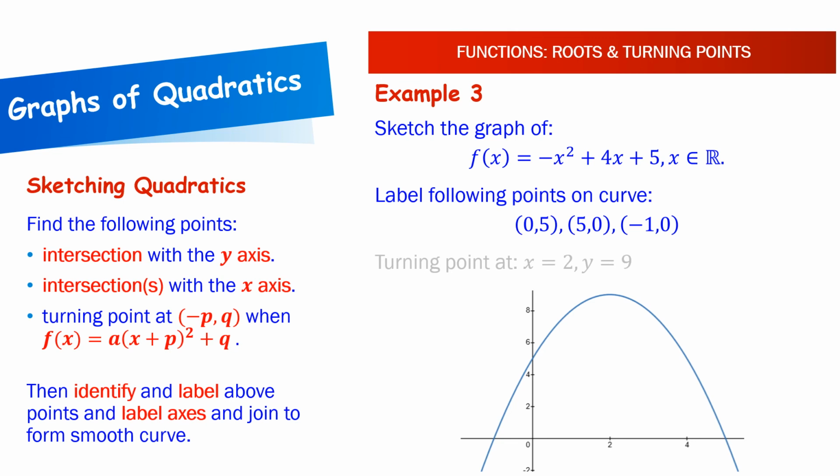Now let's plot these points. 0, 5 goes here, 5, 0 goes here, and minus 1, 0 goes here. The turning point is at 2, 9, which is here. We've simply joined the points and plotted our curve.